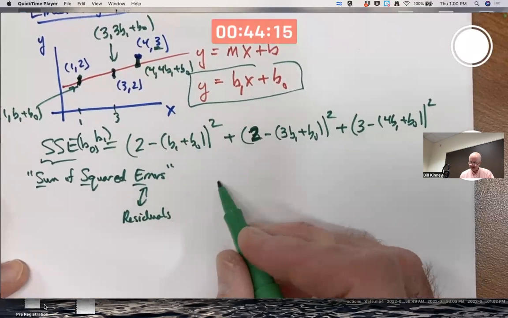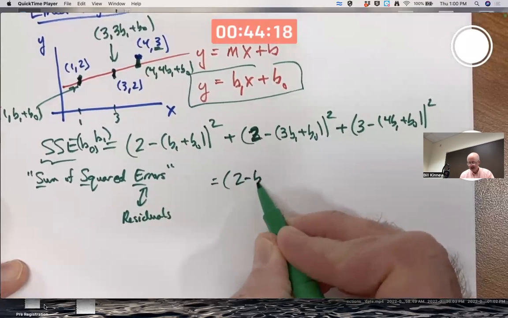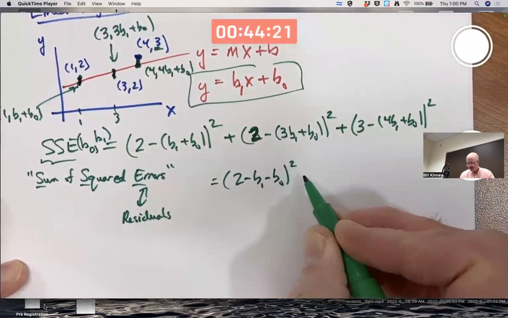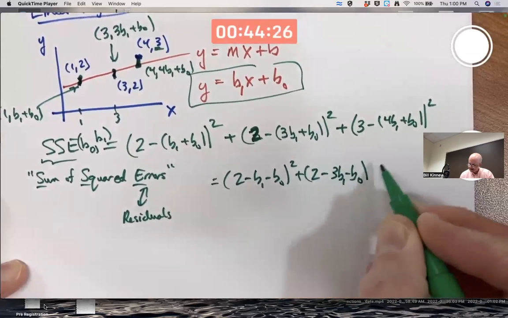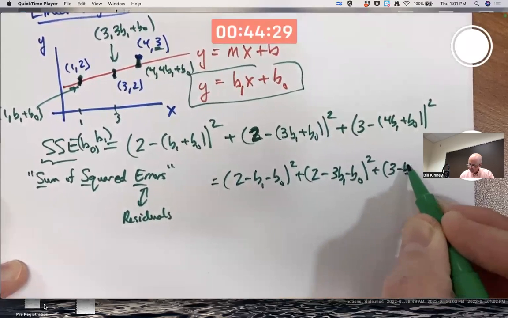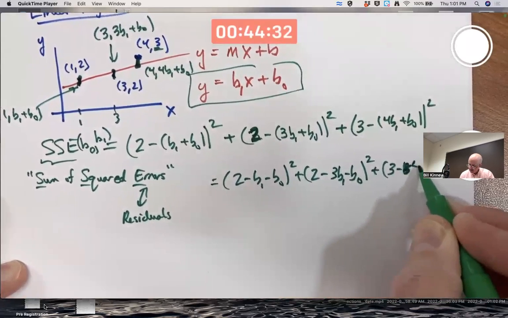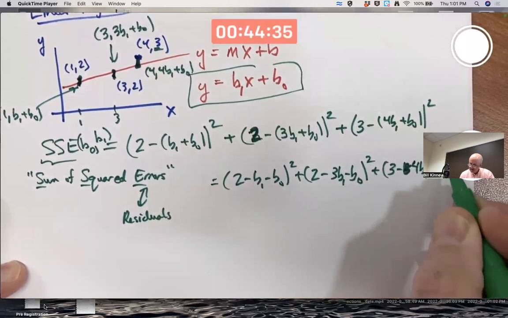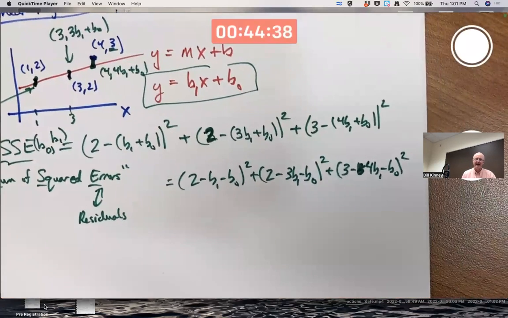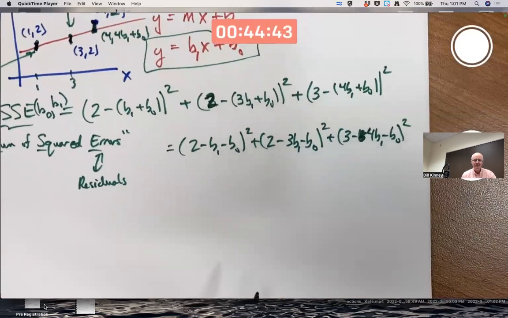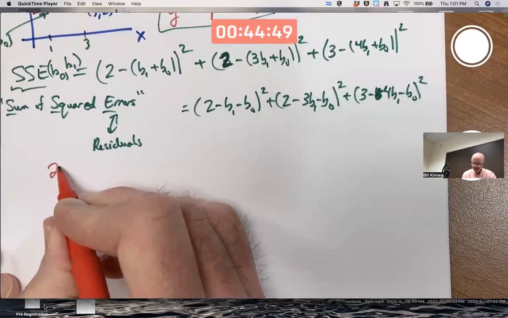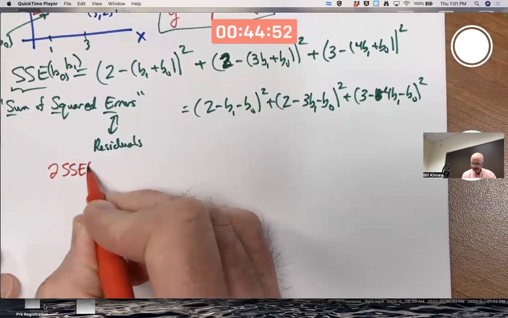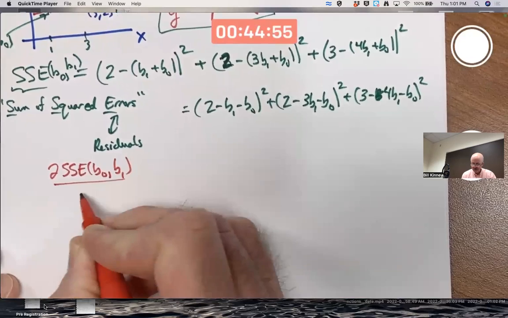Maybe we should simplify these a little bit. Should I actually expand these squares out? You can, but you don't need to. And it's actually a little easier not to. But I will distribute the minus signs through the parentheses. You can expand these trinomials, but it's kind of a pain. It's not necessary. Take partial derivatives of this function SSE with respect to B0 and B1.